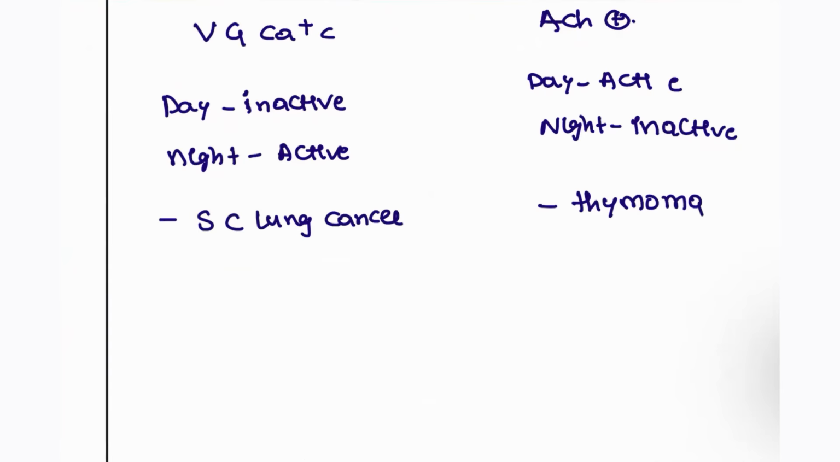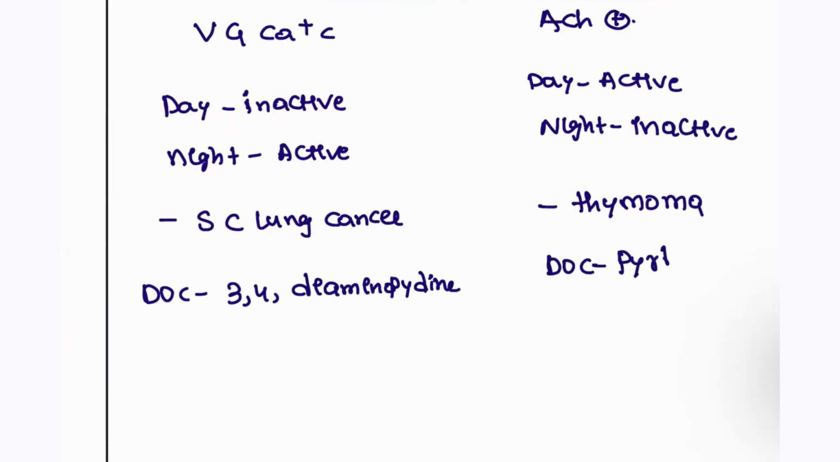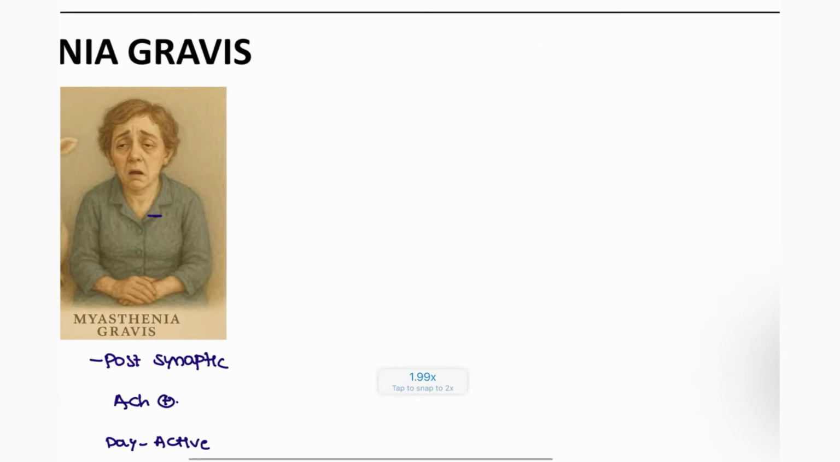What are the drugs of choice for the treatment? Here it is 3,4-diaminopyridine, and here the drug of choice is pyridostigmine. Next, overview of myasthenia gravis.